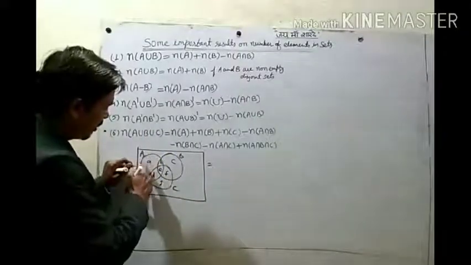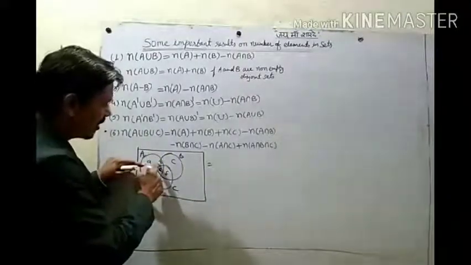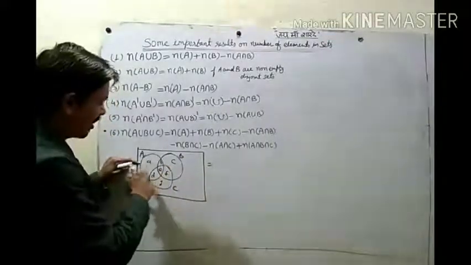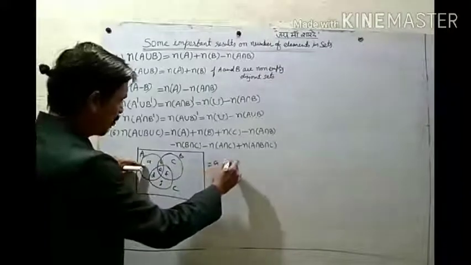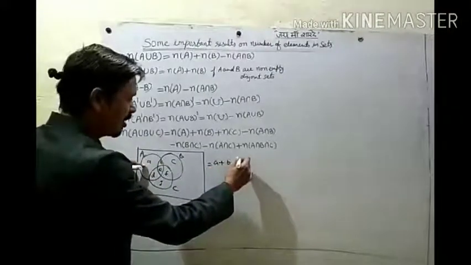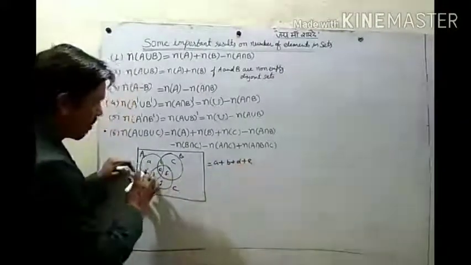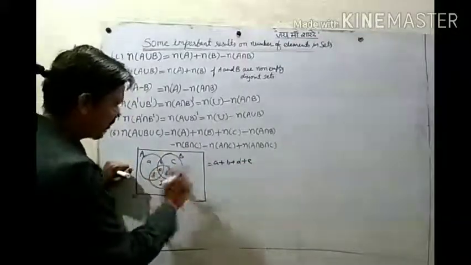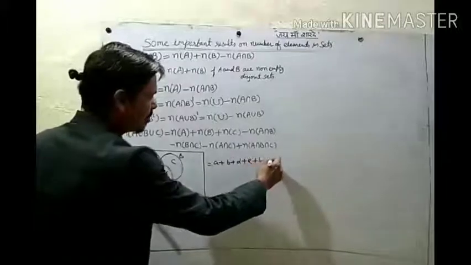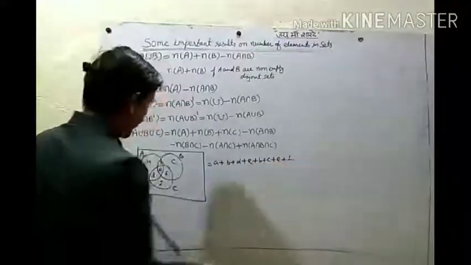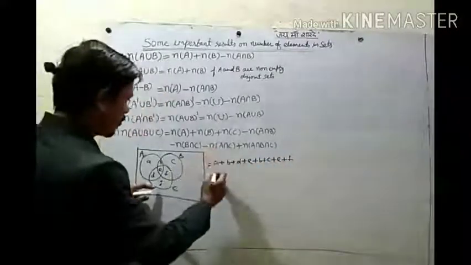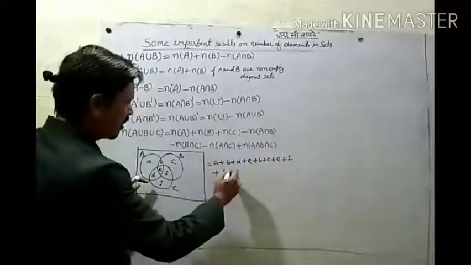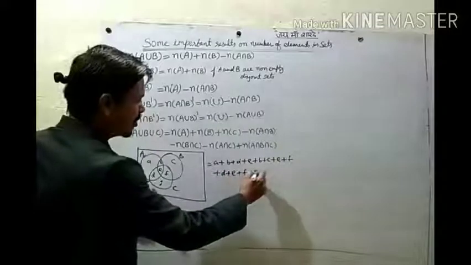Here A, B, C, D denote the number of elements in the respective region. In this region there are A elements, in this part there are B elements, in this part C elements, like this. So the elements in A are A plus B plus D plus E. The elements in B, this portion, contain B, C, E, F. So B plus C plus E plus F. The elements in C, this circle, contain D, E, F, G. So D plus E plus F plus G.